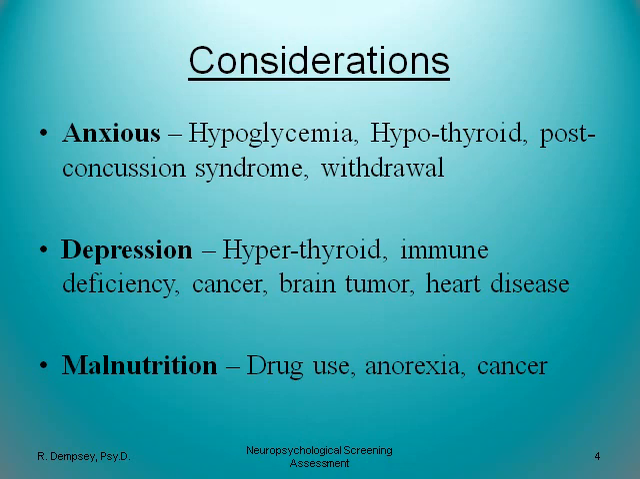There are many other different considerations. As we just said, anxiety could be hypothyroidism, depression could be hyperthyroidism. It could also be cancer, brain tumor, heart disease. Malnutrition could come from anorexia, cancer, or drug use. So if we see someone who comes in emaciated, we don't necessarily have to think, okay, this person has anorexia or an eating disorder. We have to look at all of the different reasons.